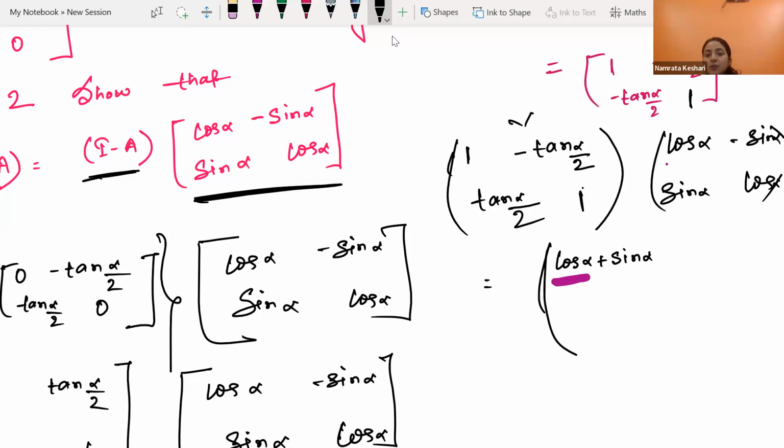So we'll be doing the multiplication. 1 with cos alpha will be cos alpha. Then minus tan alpha by 2 multiplied with sin alpha will be minus sin alpha multiplied with tan alpha by 2. Right, Kiran? Yes. Then the first row we will multiply with the next column, and that will be the element A12. So 1 with sin alpha will be minus sin alpha.